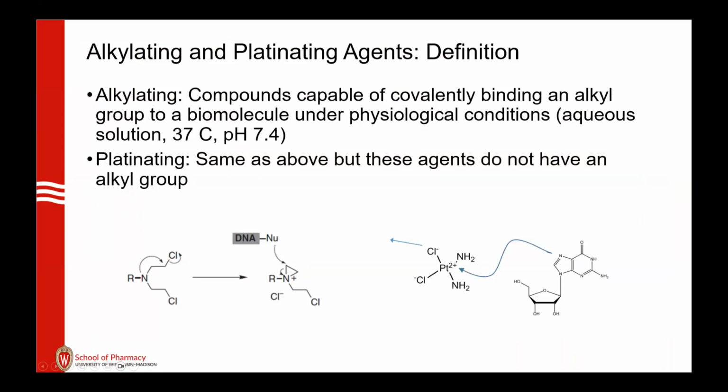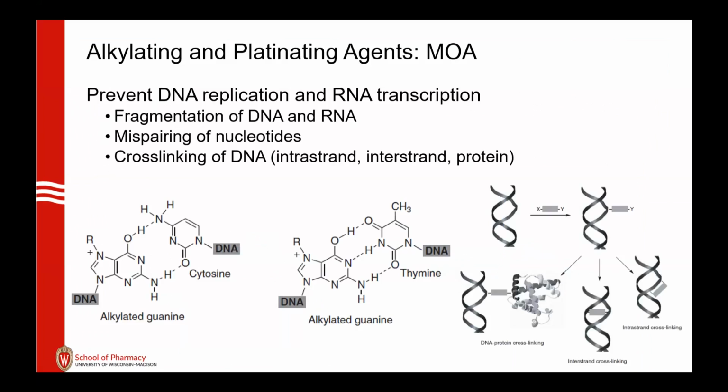Again, there are 7 classes, and this is generally how they work. These are compounds capable of covalently binding an alkyl group under physiological conditions. The platinating agents have a platinum group instead of the alkyl group. The DNA's electron-rich nucleotide will attack the aziridinium component and form a stable covalent bond. There are many ways that these drugs can work.